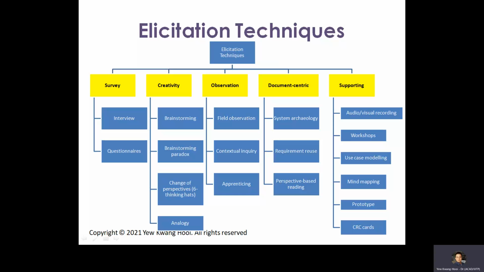Apart from asking, other elicitation techniques involve more creative approaches, such as brainstorming paradox. This is interesting. What is the difference between brainstorming and brainstorming paradox? Please do find that out.